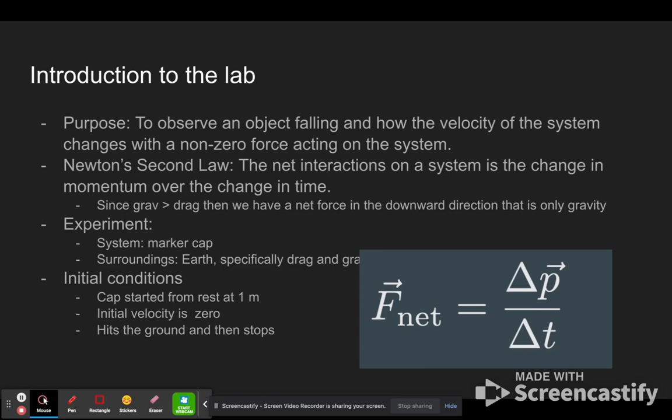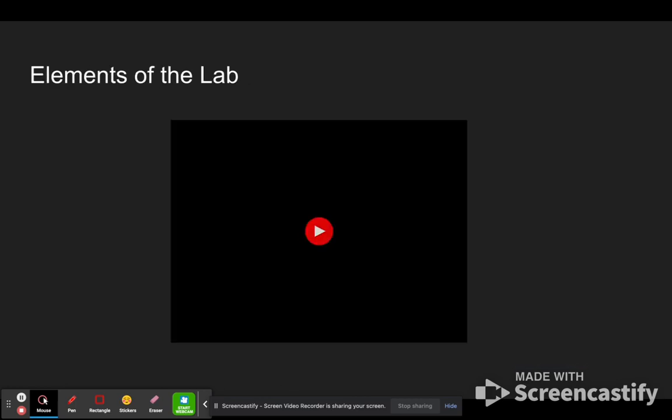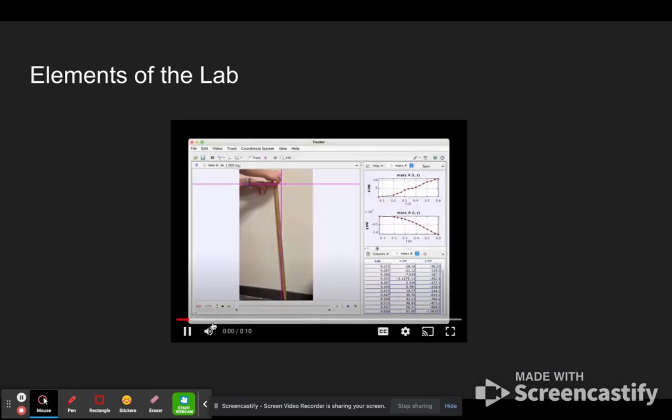direction. So the experiment: the system was a marker cap that I dropped from an initial position of 1 meter with an initial velocity of 0, and the surroundings is the Earth. So here are the elements of the lab. This is a quick video of the ball dropping. There it is.